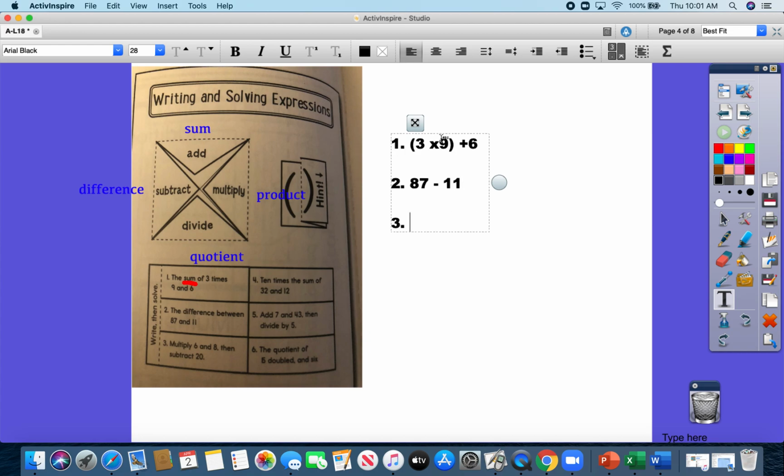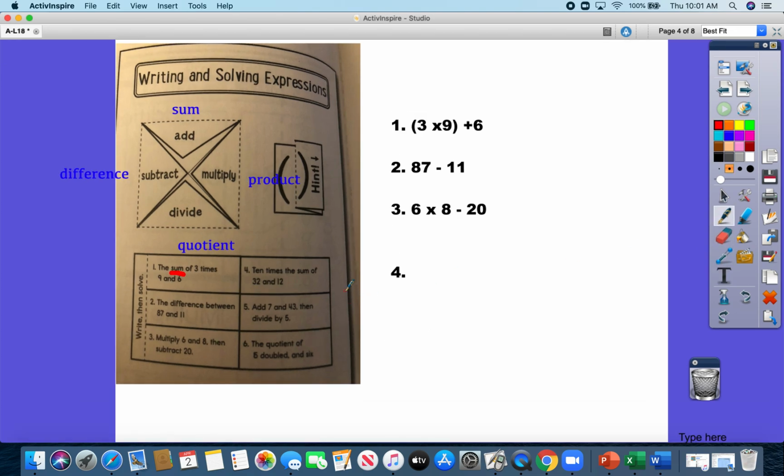Number 3, multiply 6 and 8. Multiply 6 and 8. Okay, I can do that. Then subtract 20. Okay, that one wasn't so bad. Does it say any of the answer words? Do I think I need to add any parentheses? No, because it's all taken care of. It reads it out perfectly. Now, number 4 is tricky. Now, notice, again, it's got that answer word. It's got that sum right here.